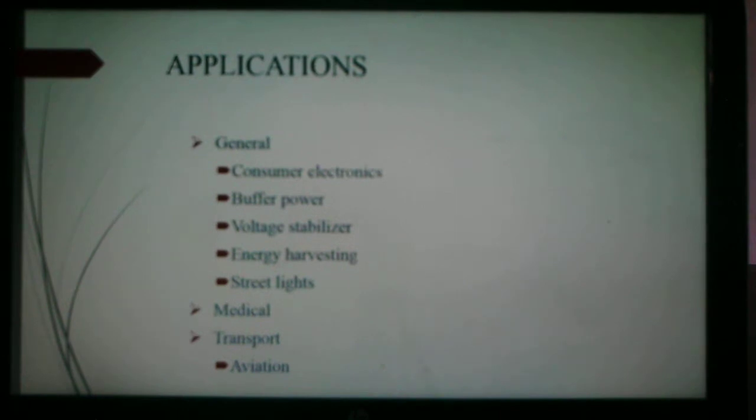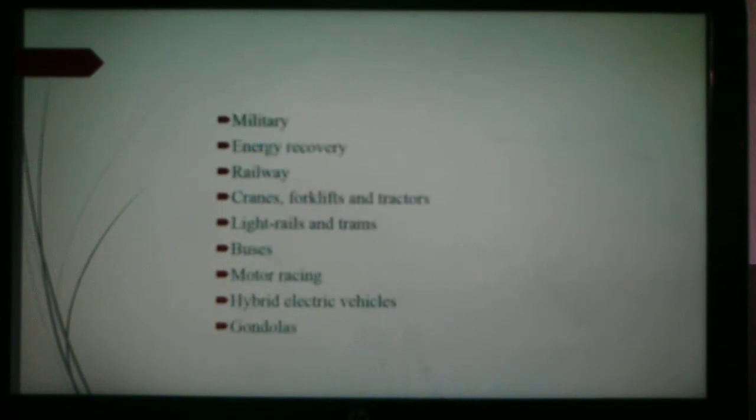Then next is the application. The supercapacitor is widely used in many fields like general applications, medical applications, and transport applications. In general applications, the supercapacitor is used in consumer electronics, buffer power, voltage stabilizers, energy harvesting, and street lights. In transport applications, aviation, military, railways, and buses, these are used in many ways.